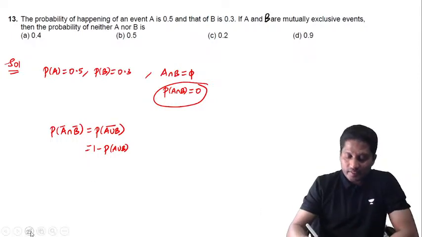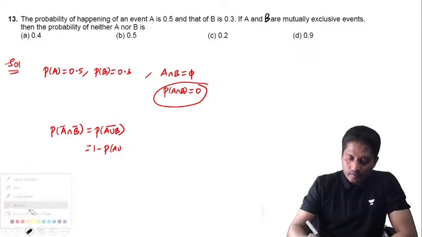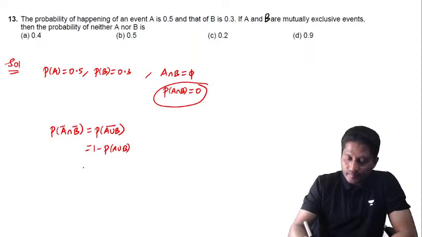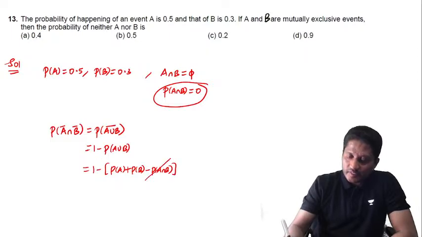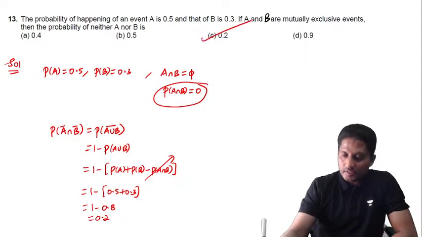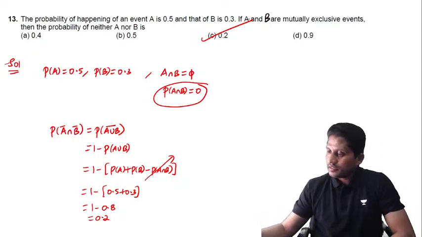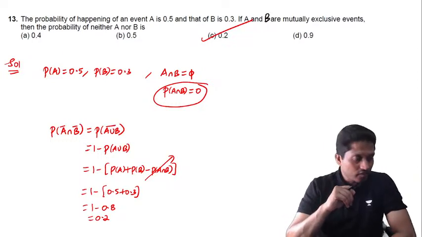Now this is equal to 1 minus P of A union B, which is P of A plus P of B minus P of A intersection B. A intersection B is a null set, so its probability is 0. So 1 minus of this is 0.5 plus 0.3. Okay, you get 1 minus 0.8, which is equal to 0.2. Answer is option C. Question 13 is option C only.